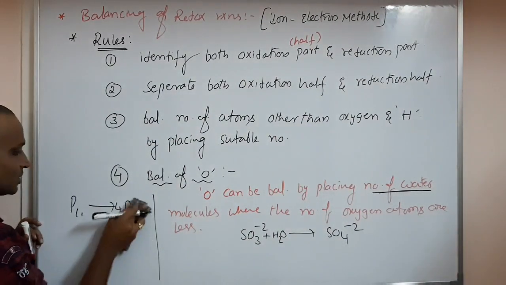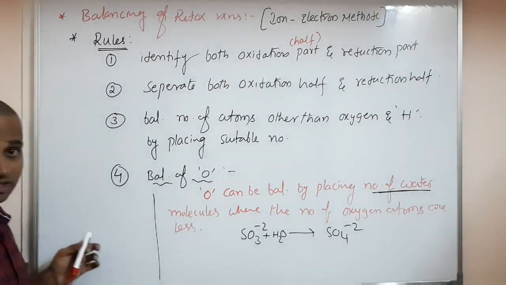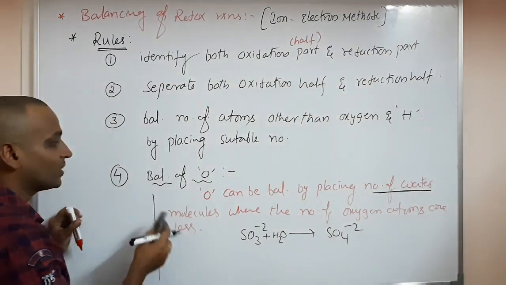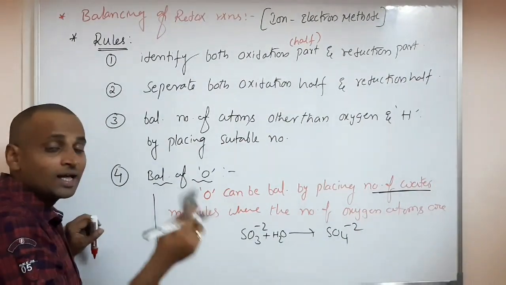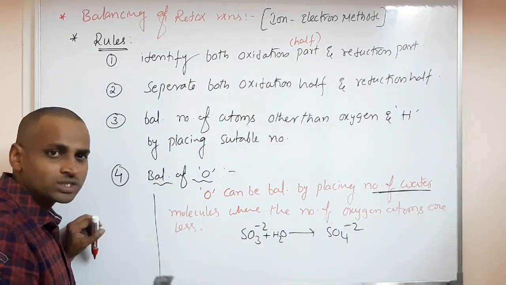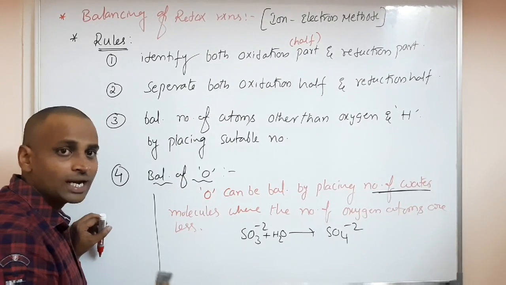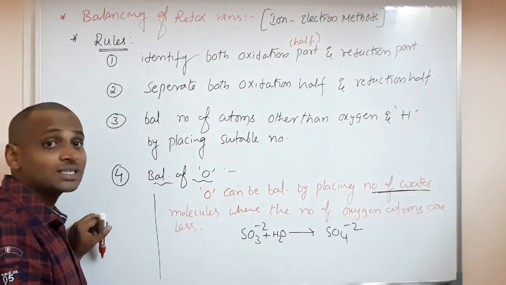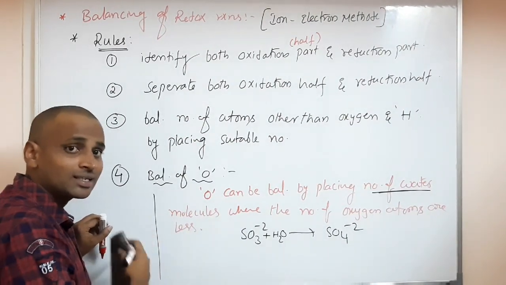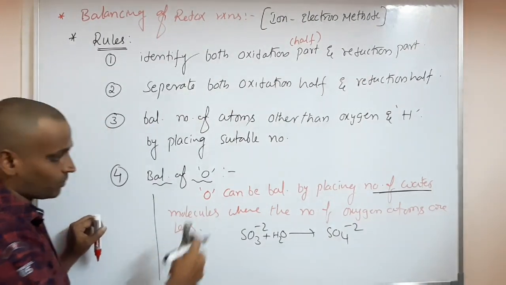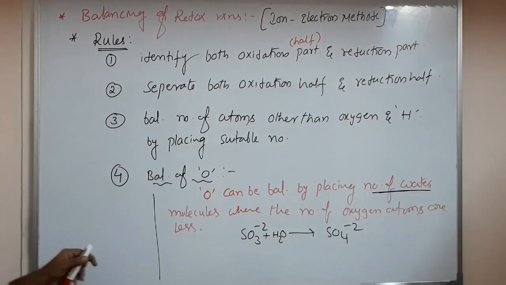Afterwards I will balance oxygen. If there is oxygen, how to balance? If not there, no need. Okay. If there, how to balance oxygen? By placing water molecules. How many water molecules do we have to add? How many oxygens are less on either the reactant side or the product side? Please make a note of these 4 points.